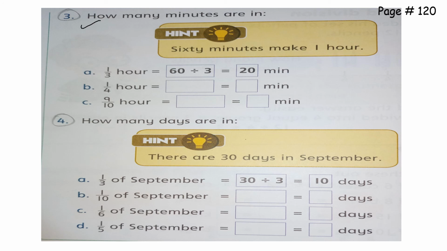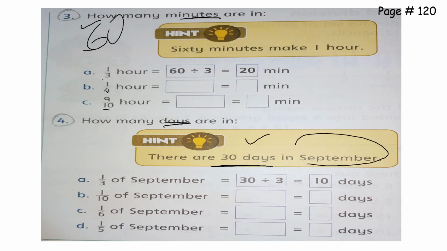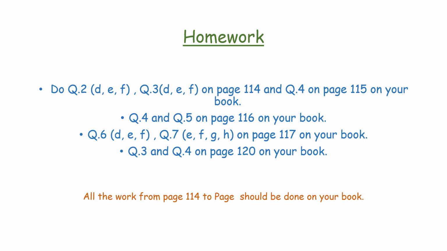In this question you will divide 60 by 3, by 4 and by 10, because there are 60 minutes in 1 hour. And here you have to see how many days are in 1 month. Here we are talking about September, so there are 30 days in September. So you have to divide 30 in each by 10, 6 and 5 and write the answer here. This is all your homework which you have to complete in your book.